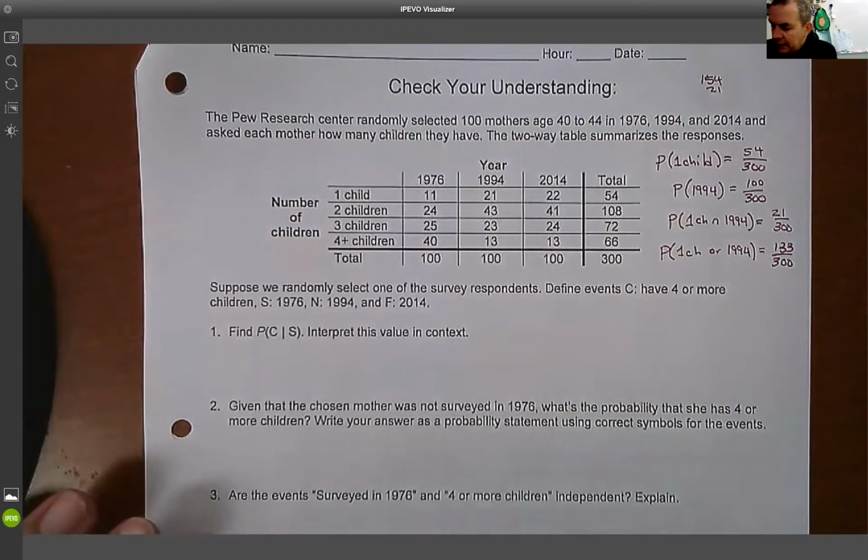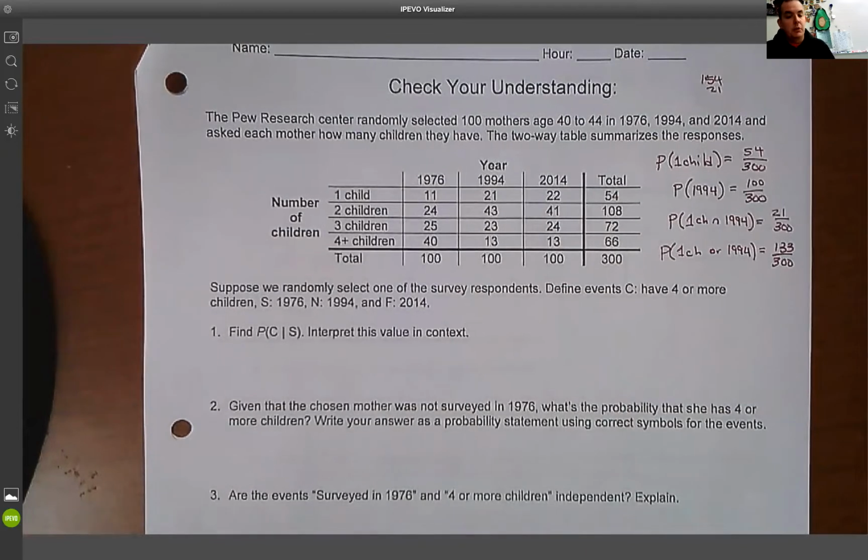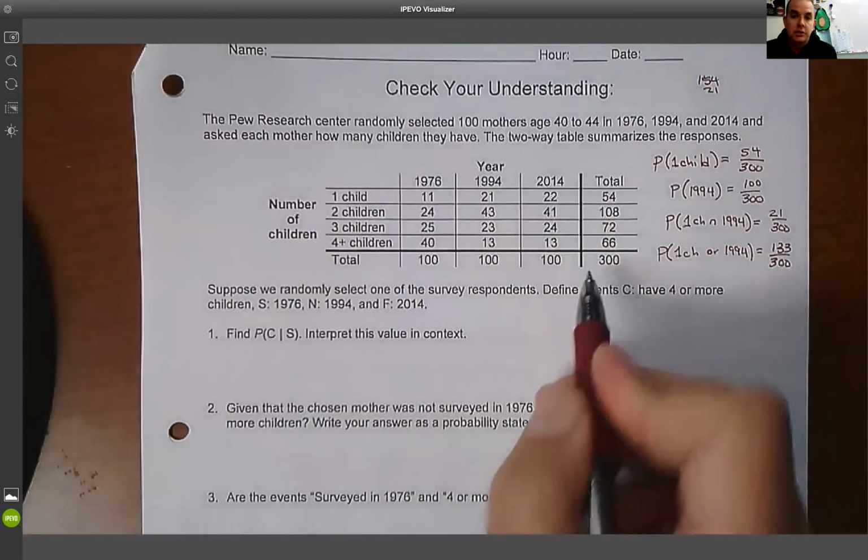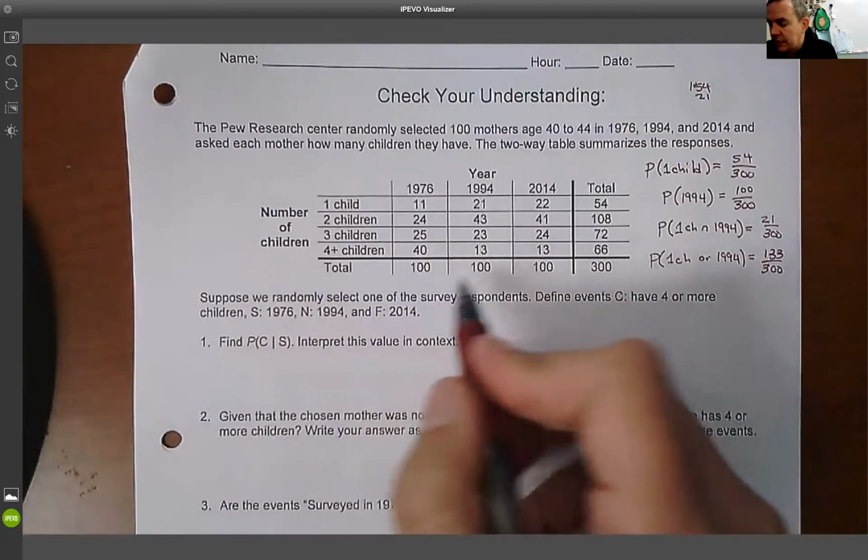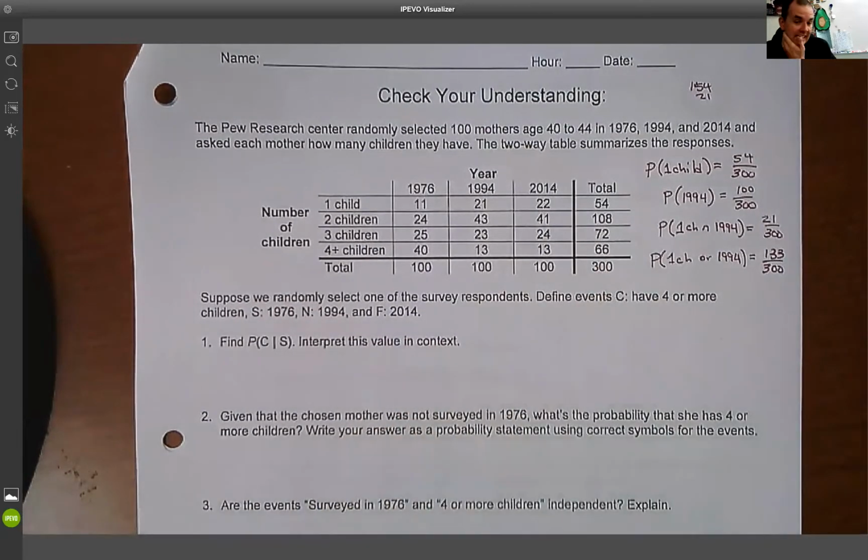So now, conditional. Now we're not talking marginal. We're not talking out of the total. We're not going to be talking out of 300. We're going to be talking out of the column totals or the row totals. So the given is going to tell you whether we're doing a row or a column.